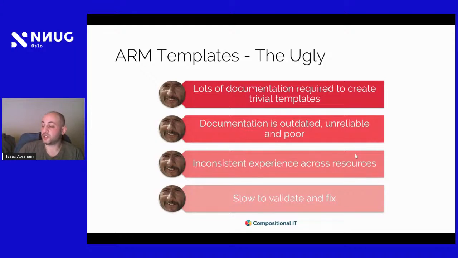Slow to validate and fix. So the cycle between typing in a template and actually getting feedback can sometimes be a minute, maybe 5 minutes. So that's not great either, because you have to deploy the template, get the feedback from Azure, tell you what's wrong, you maybe fix it, get another issue further downstream, and so on.